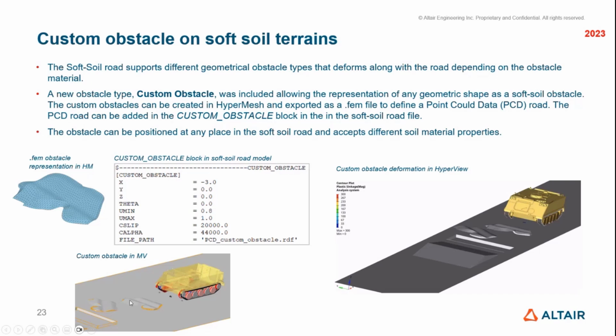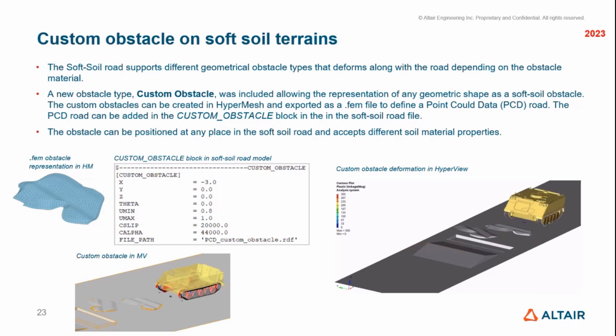So you see the two random obstacles defined in HyperMesh here in MotionView, and then here there is the simulation of it. Here's the example model that we created, the tank model, going over these random obstacles. These obstacles deform like the other one, and can also be rigid, and they can also support different types of material.